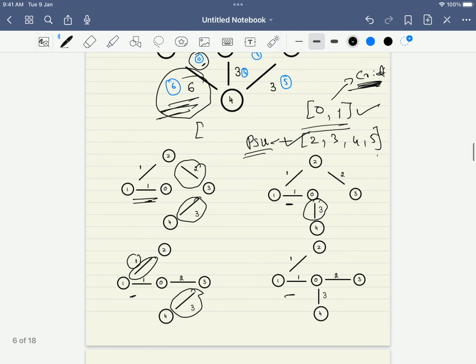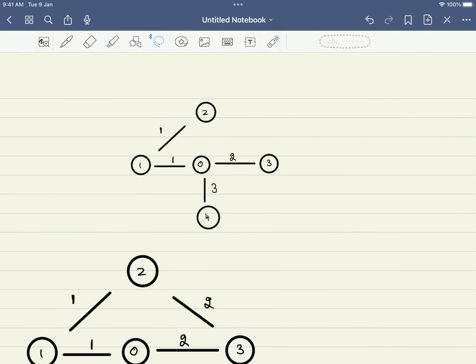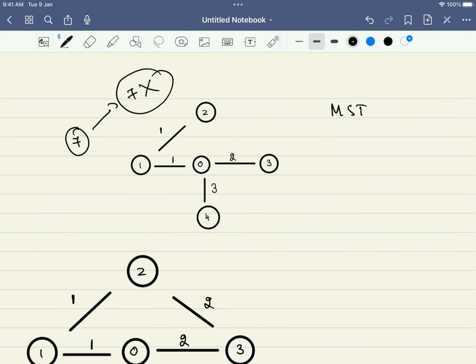Now let's understand how we find this. The first step of the problem is to find one MST. I have just taken one MST here. Now what is the cost of this MST? The cost of this minimum spanning tree is 7. So any tree which has a value greater than 7 is not a minimum spanning tree. There are multiple minimum spanning trees, but all their values will be equal to 7.